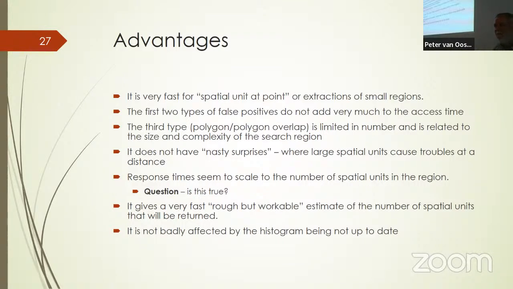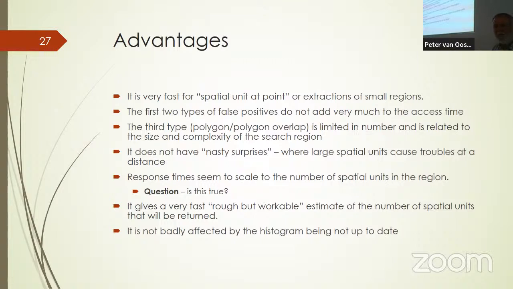We initially implemented it on a, does anyone remember the term MIPS, million instructions per second? It's gone out of action a long time ago. We had a 3 MIPS machine supporting the whole department. That's about a couple of thousand times slower than anything you could buy on the market these days if you went looking. So it really was very good. The first two types of false positives don't really amount to much in terms of access time.